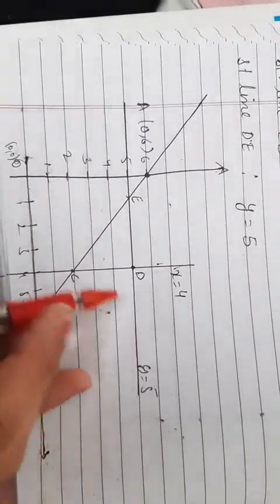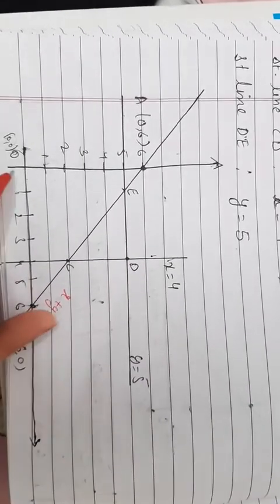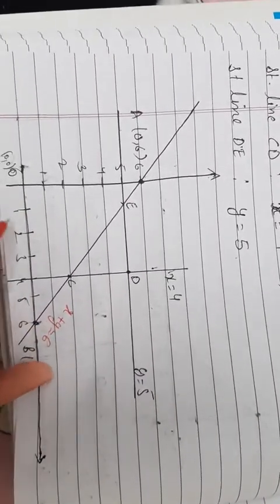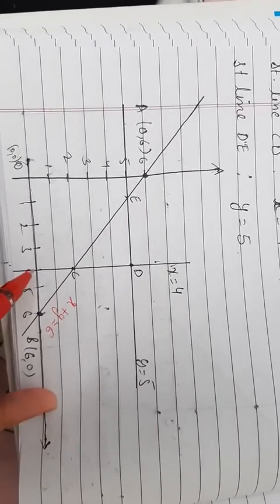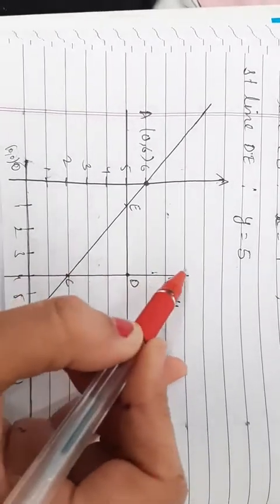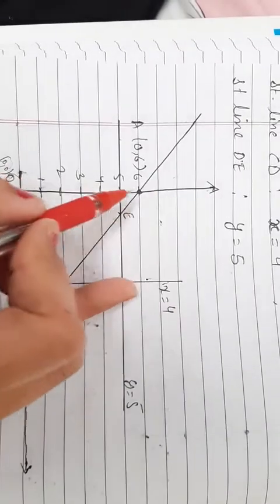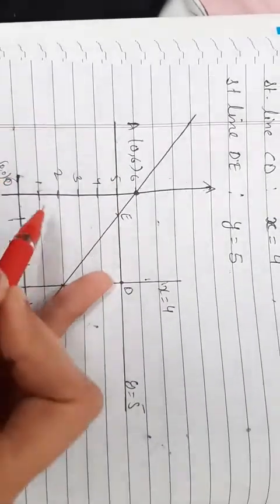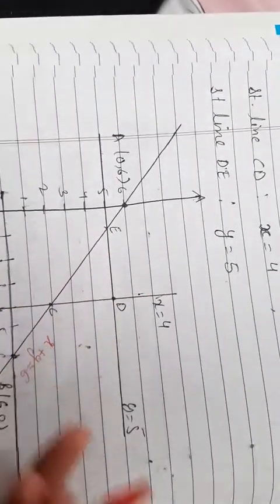Then the line x is equals to 4. This is the line of x values. Values of x are on this line. So x equals to 4 is this. So draw a line which is passing through this point. This is x equals to 4. And y equals to 5 is, values of y are on this line. So draw y equals to 5 here.